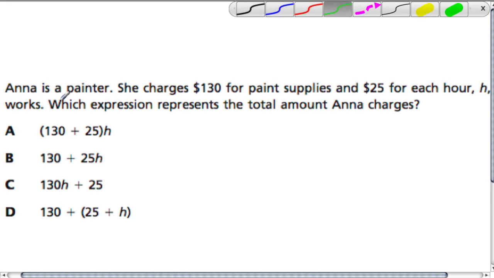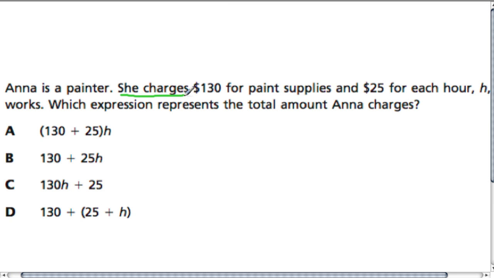So Anna is a painter and she charges $130 for paint supplies. So she's charging and she's the one working. So we're looking at this problem through her perspective. So she makes $130 right at the start.